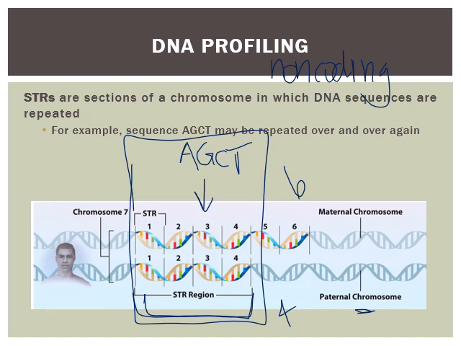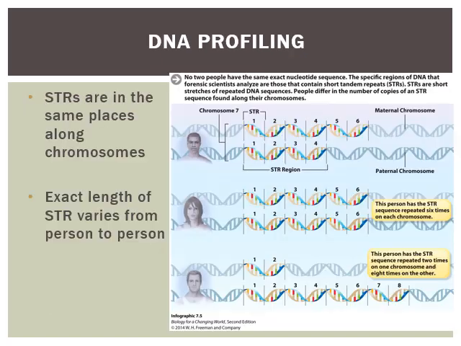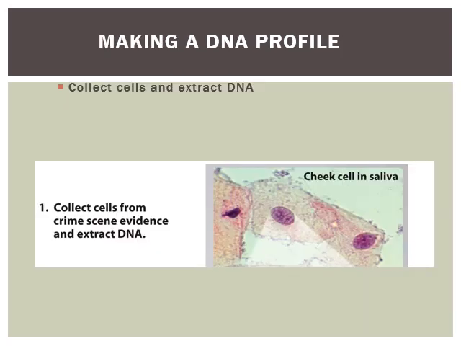And keep in mind, these are huge sections. Your genome is billions and billions of copies. So these are big sections that we're looking at, even if we're only looking at one tiny section. And when we're looking at these STRs, they're always in the same place along chromosomes. And again, the exact length just varies from person to person. So we can use this to figure out whose DNA we're looking at when we're trying to make a DNA profile.